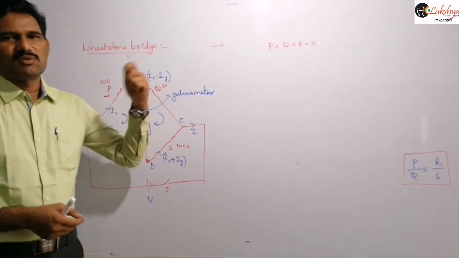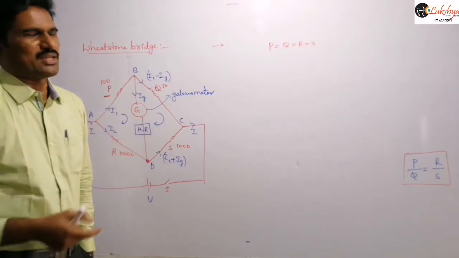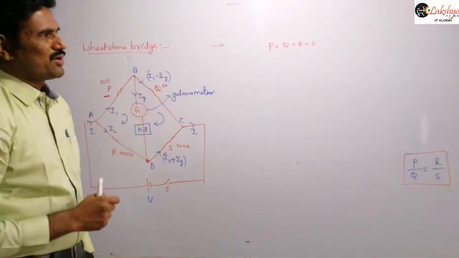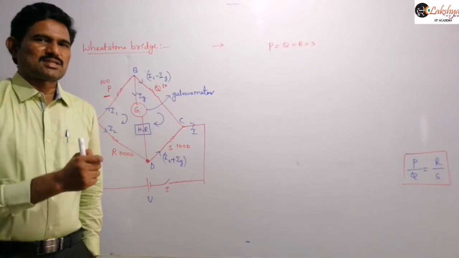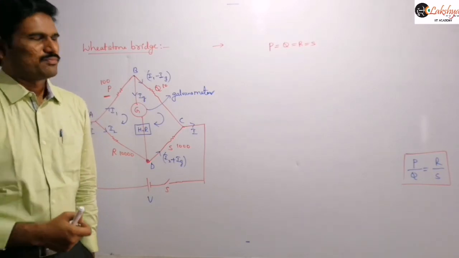That means the device is said to be more sensitive. For small changes also it can identify easily. So that is a point you need to remember: when all the resistors are equal, the device is more sensitive.